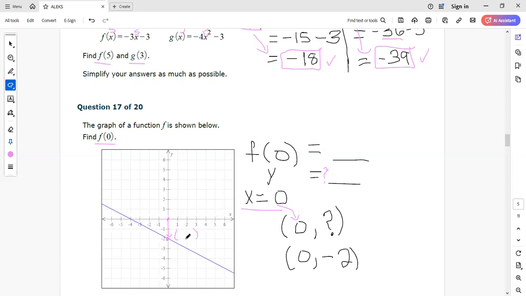And really, if you just fill in that ordered pair, I know my x is 0. What is my y coordinate? It's negative 2. And that's the answer to our question. Remember, we want to know the y coordinate. So f of 0 is equal to negative 2.